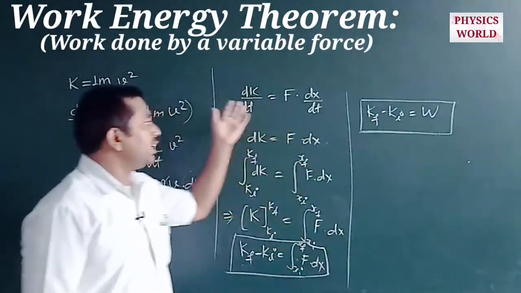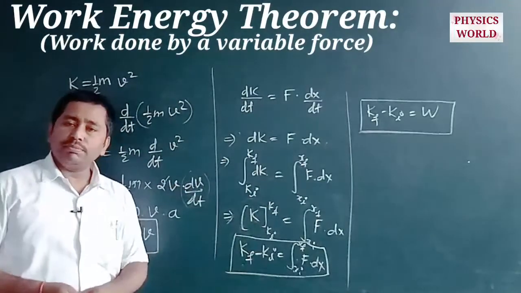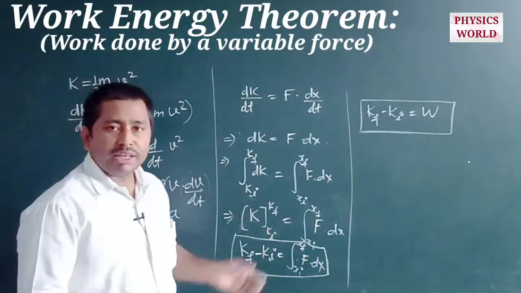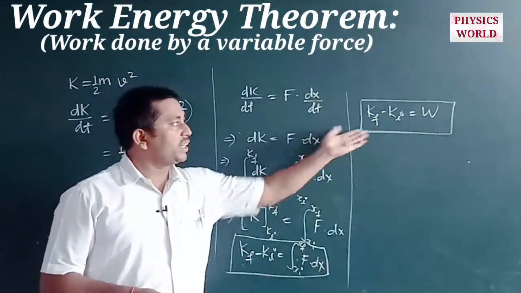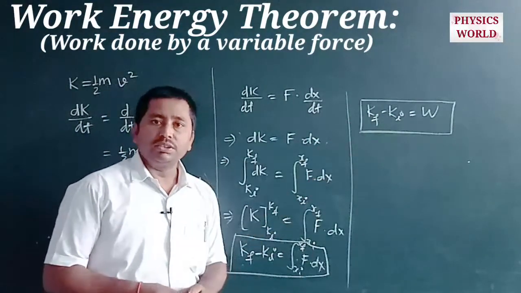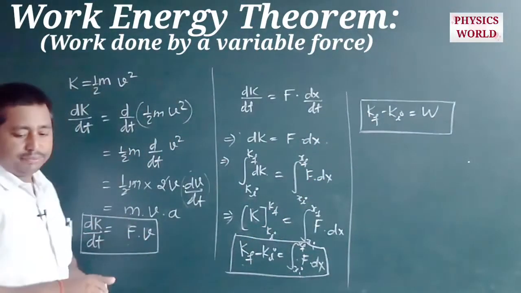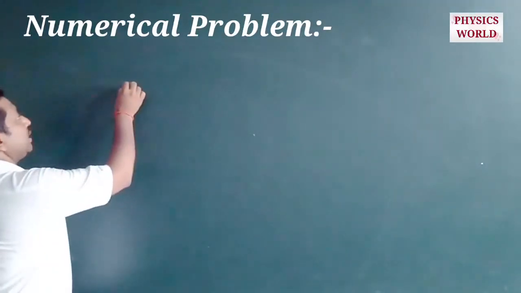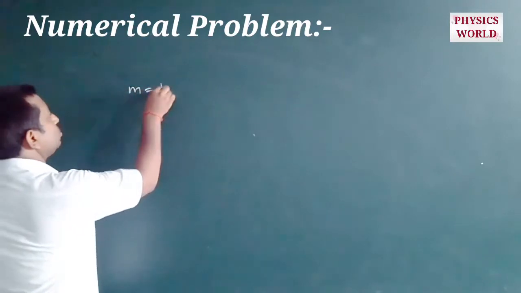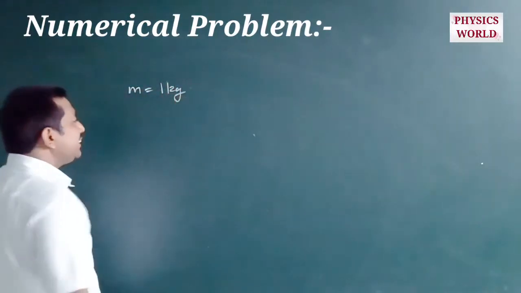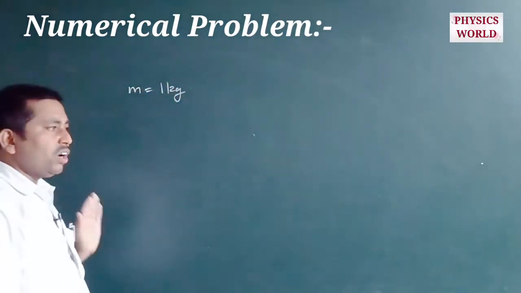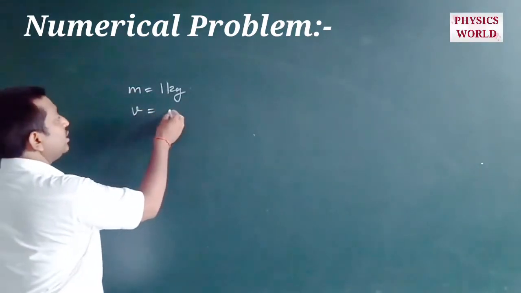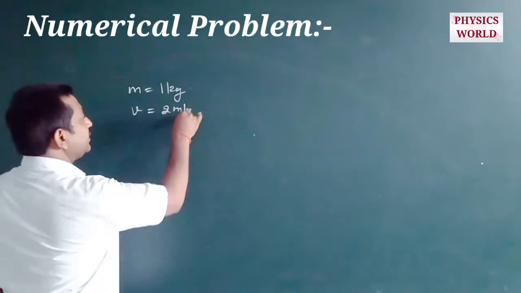Okay, this is the work energy theorem by a variable force. Now we can solve a simple numerical problem based on this work energy theorem concept. So let us solve. For this, let us assume that we have an object of mass m equal to 1 kilogram, and it is moving in horizontal direction on a smooth surface with velocity 2 meter per second.